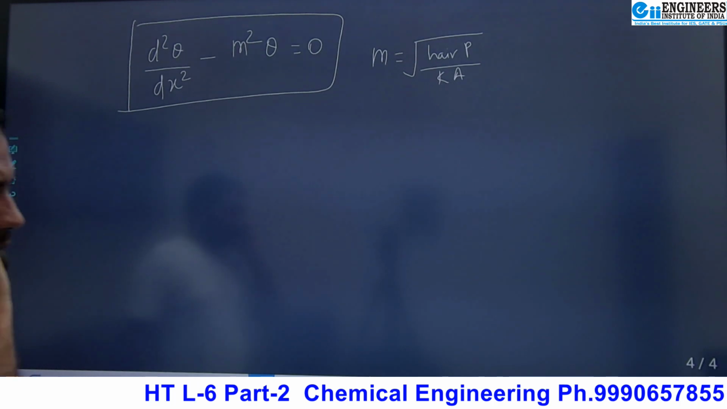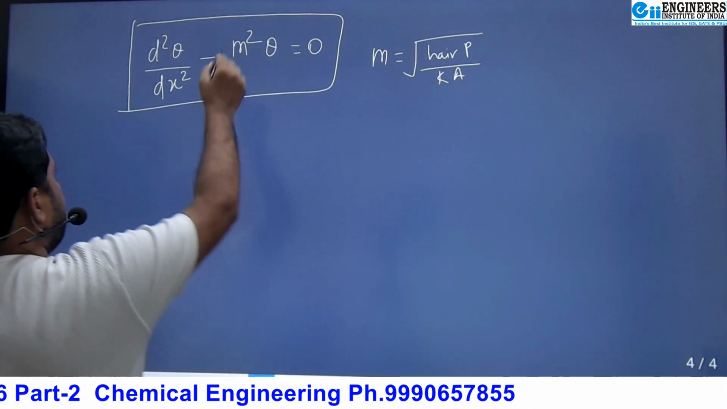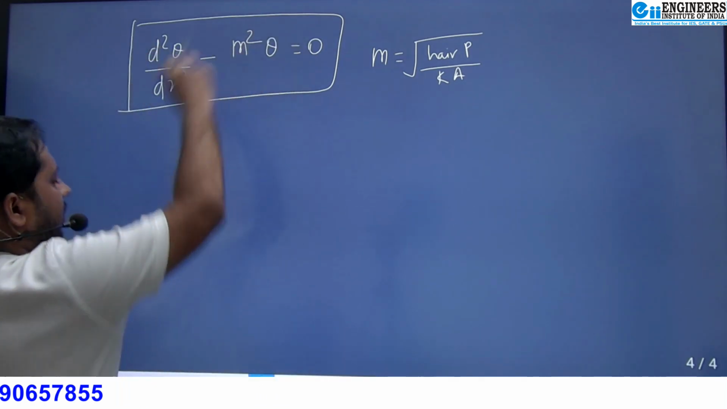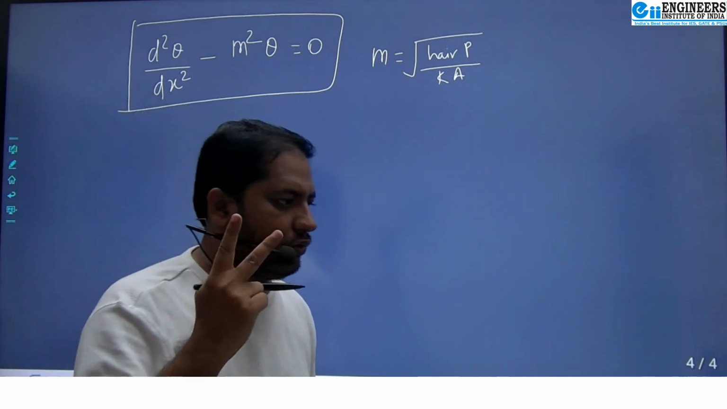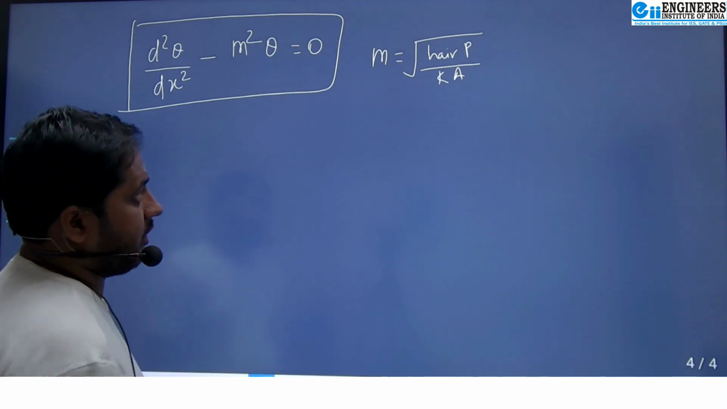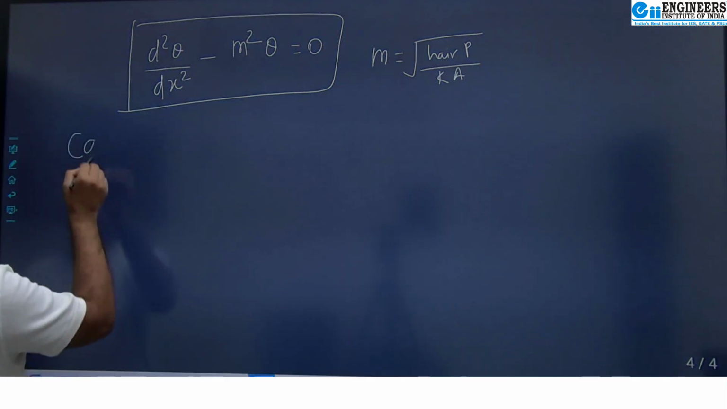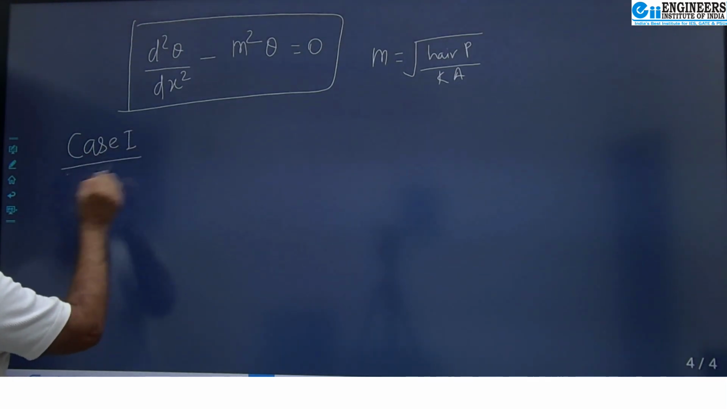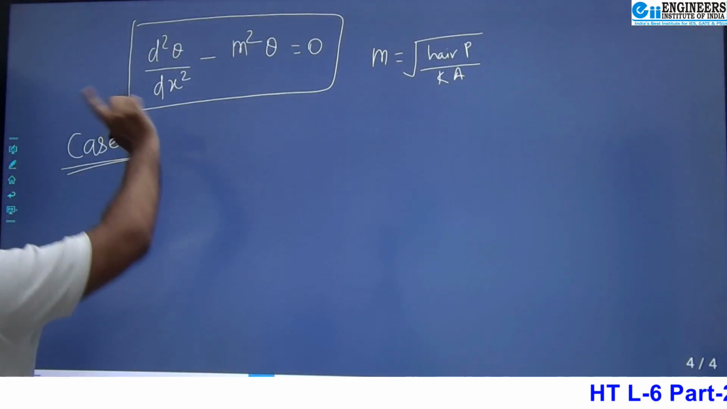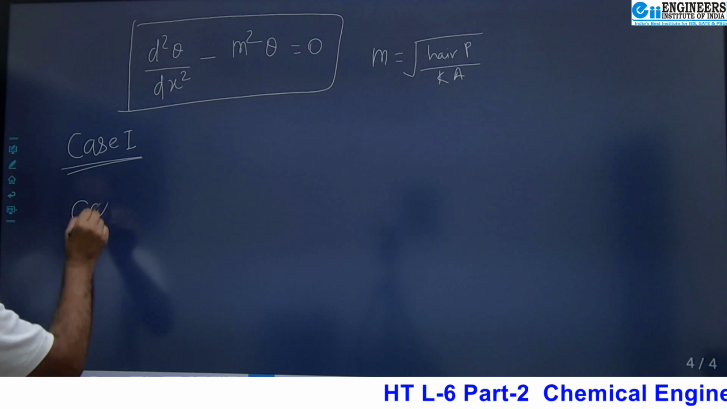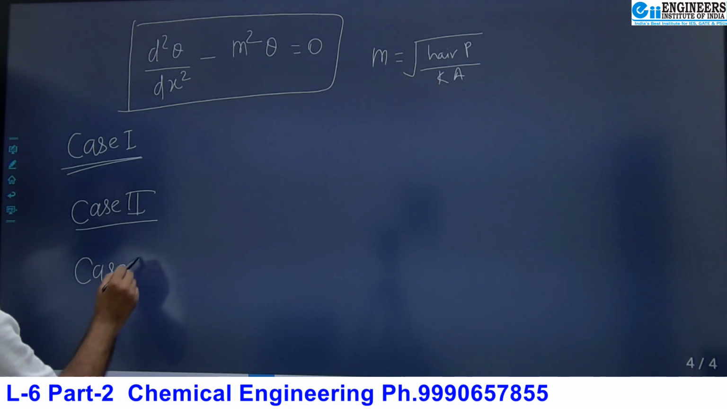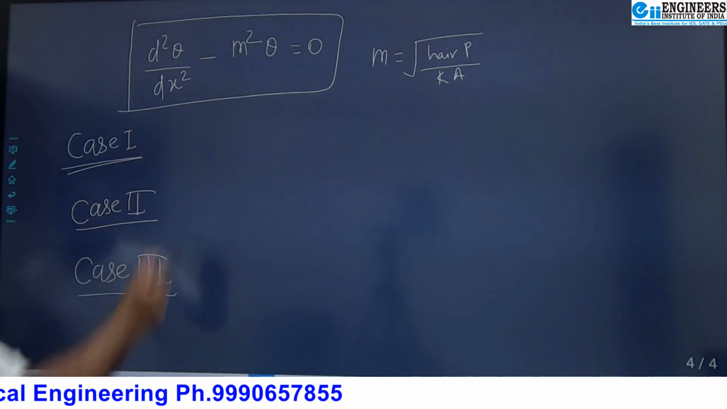To solve for the temperature at any distance x, you have to solve this differential equation, and we know that for solving any differential equation of second order, we need at least two boundary conditions. So here still we need two boundary conditions. We will discuss some cases, and for the different cases the boundary conditions will change for this differential equation. We have three cases so that we can obtain boundary conditions to solve this differential equation.